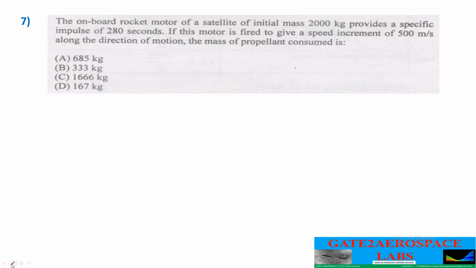Next, this question: an onboard rocket motor of a satellite has an initial mass of 2000 kg. So we know the initial mass, this is 2000 kg. It provides a specific impulse of 280 seconds. If the motor is fired to give a speed increment, that means delta V, of 500 meters per second along the direction of motion, we have to determine the mass of the propellant consumed.